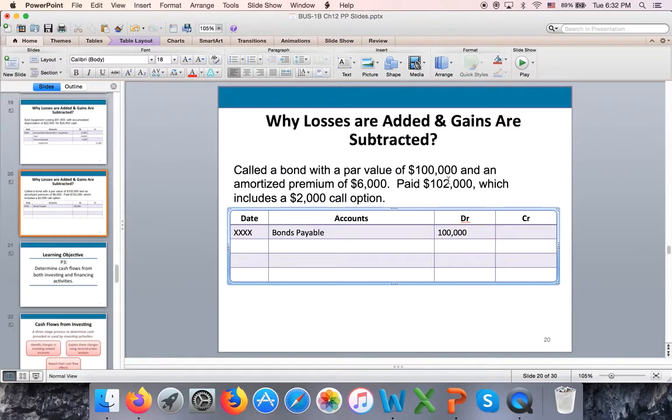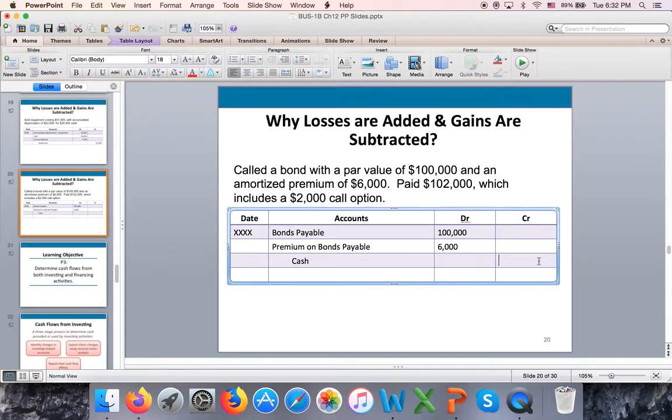It's a liability. And an amortized premium. So premium is an adjunct liability. It has the same signs as liabilities, minus plus. So I'm going to debit it to make it zero, right? So premium on bonds payable is $6,000, and the cash that I receive is going to be 102,000, which includes the call option.